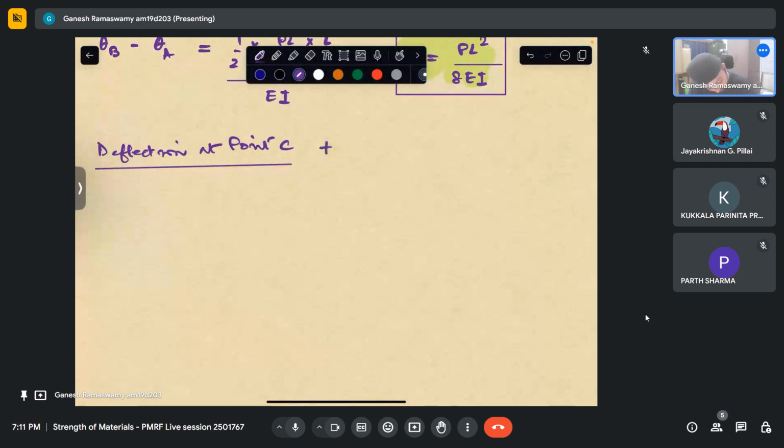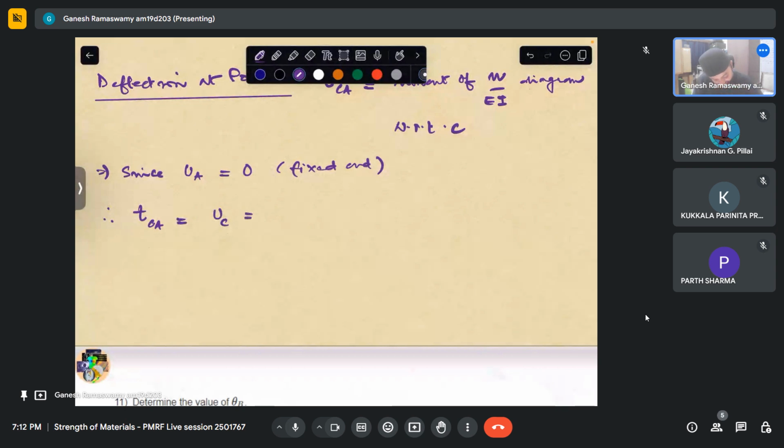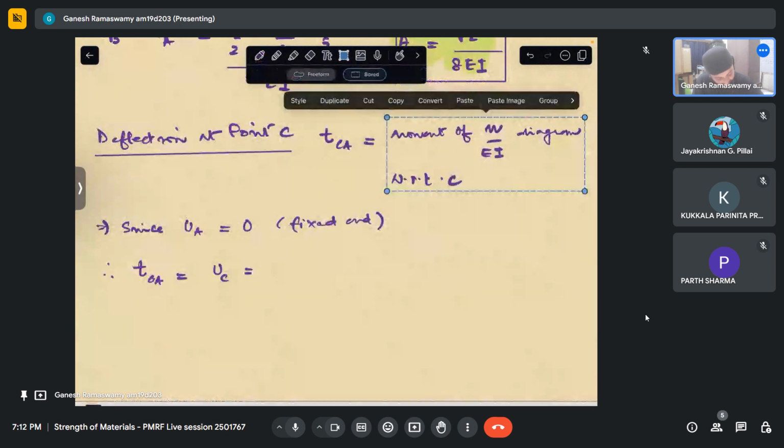So TCA is nothing but the moment of the M by EI diagram with respect to C. But since VA is 0 by virtue of that being a fixed end, therefore TCA is nothing but my deflection at C, which is nothing but the area, which is this quantity. So let us evaluate that.